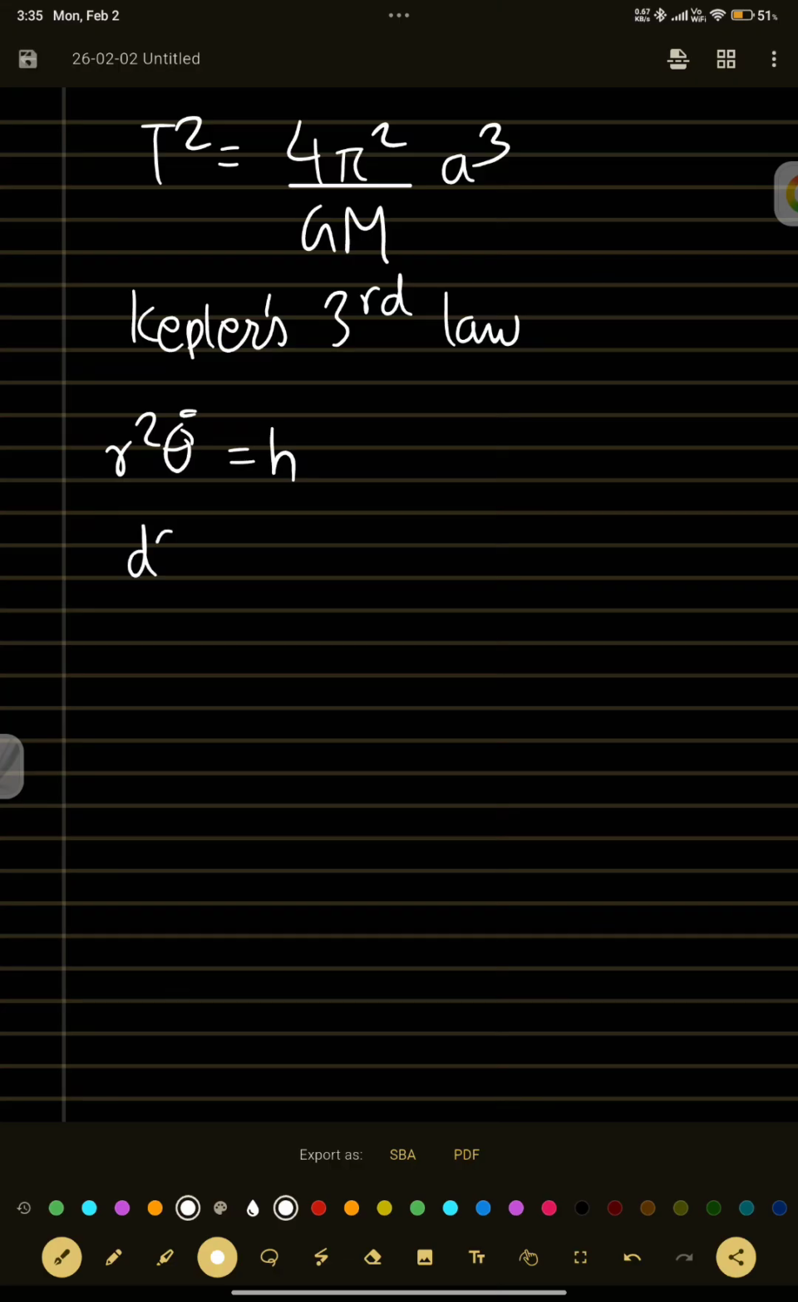but this r is again a function of theta, and not a very friendly one. R square will go in the denominator because 1 by r is this, and this integration will not be very easy. So rather than this, if you use this and this, it is easier.